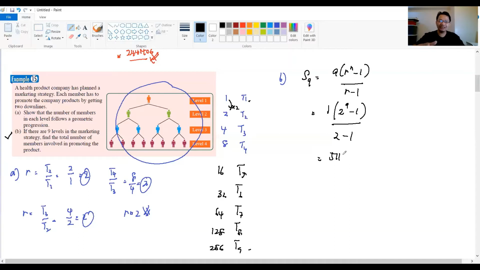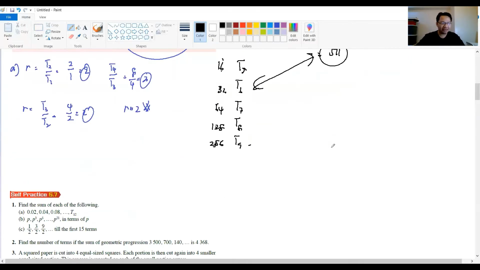So guys, please check, is this answer equivalent to the traditional method? You can add all these numbers and we get the same answer. That job I leave for you to try. So that is example 15.